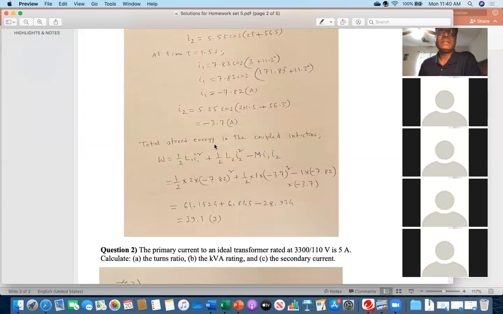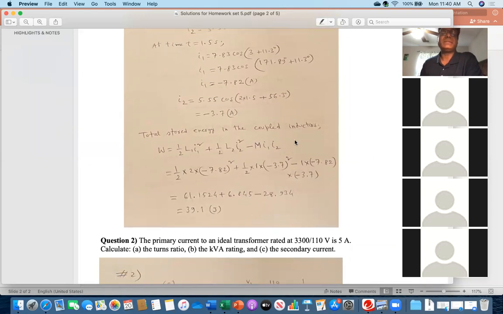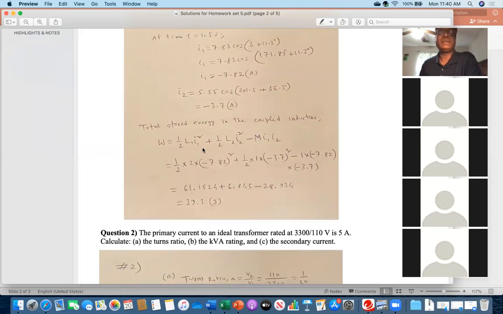So now the total stored energy in the coupled inductors, W, is half L1 I1 squared plus half L2 I2 squared. And then here is the minus sign because of the dot convention. One current is entering the dot, the other current is leaving the dot. That's why it is the minus. If it is the same, then it would be plus.